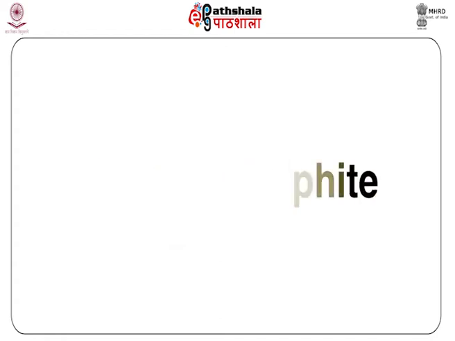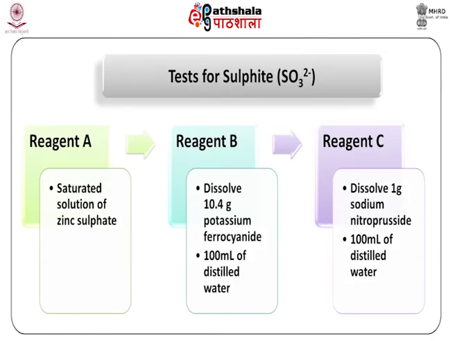Test for sulphite. Reagent A. Saturated solution of zinc sulfate is used as reagent A. Reagent B. It is prepared by dissolving 10.4 grams of potassium ferrocyanide in 100 milliliters of distilled water. Reagent C. It is prepared by dissolving 1 gram of sodium nitroprusside in 100 ml of distilled water.